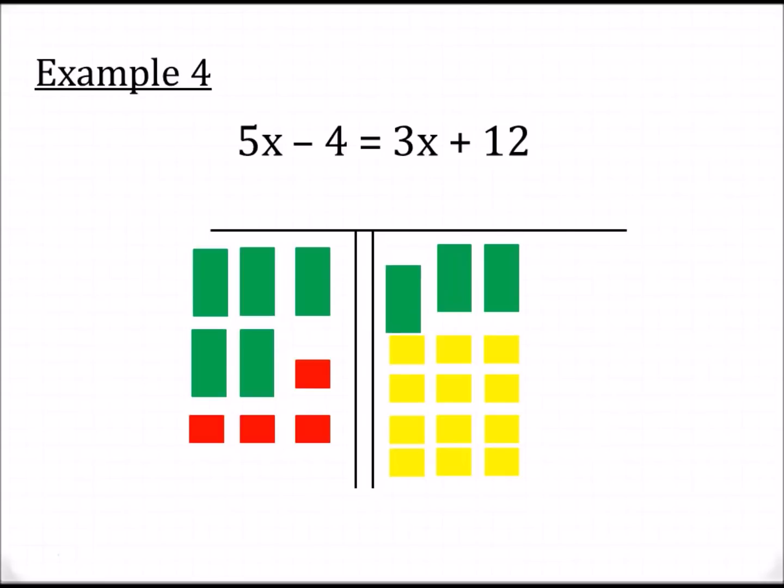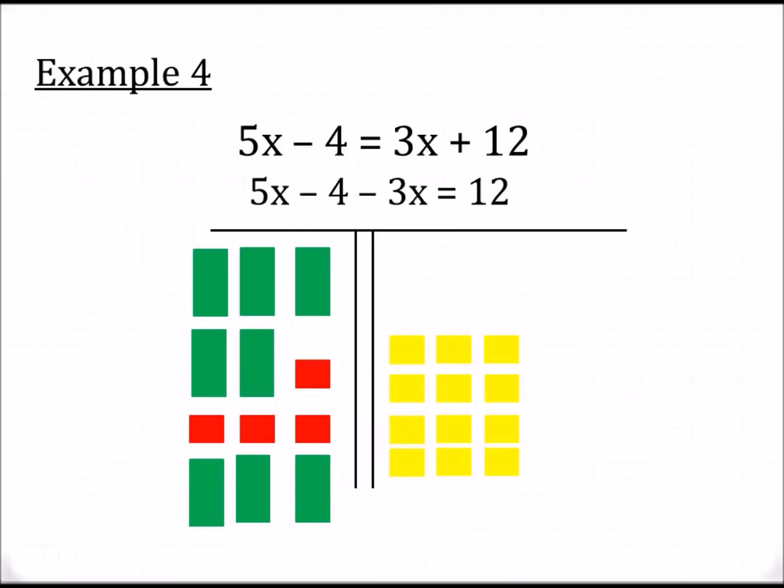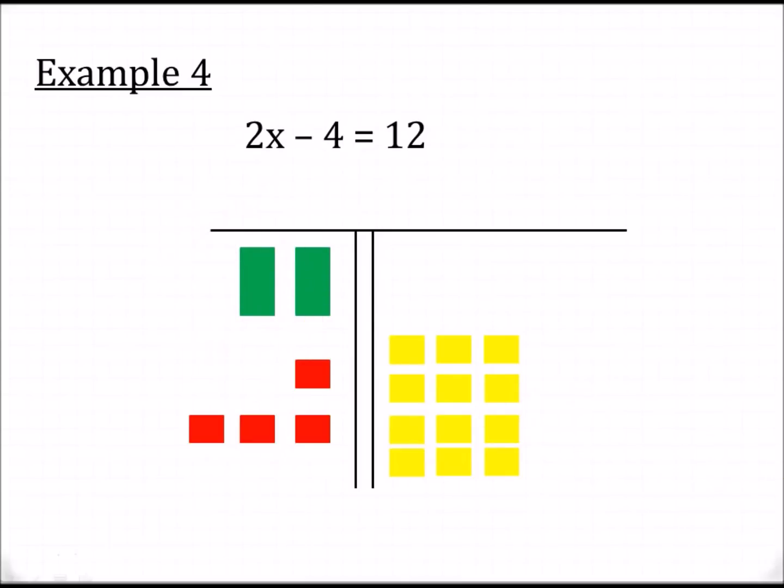If I bring it over to the other side, I have to use the opposite sign, so I have to subtract 3x. If I subtract 3x, that gives me the red tiles. Let's combine them. If I subtract 3x from 5x, that gives me 2x. This is the zeroing out: each of these red tiles pairs up with a green tile to give a 0. This is a 0, and this is a 0. So you're left with the 2x. We still have the minus 4 equals 12.